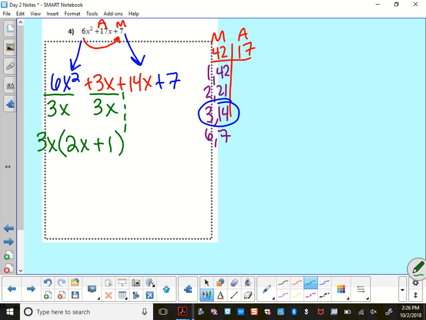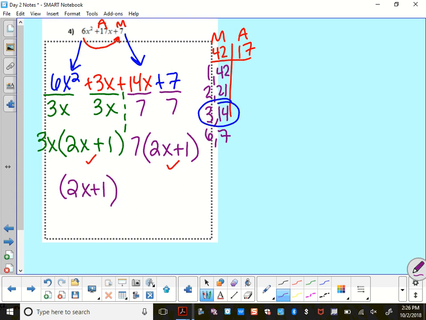Alright, on the other side, I have 14x plus 7. My GCF is just 7. Then when I bring down the 7, I'm left with 2x plus 1. So I have matching parentheses. So I get 2x plus 1. And I have 3x and then positive 7. So that's 3x plus 7. My GCF also becomes a factor.